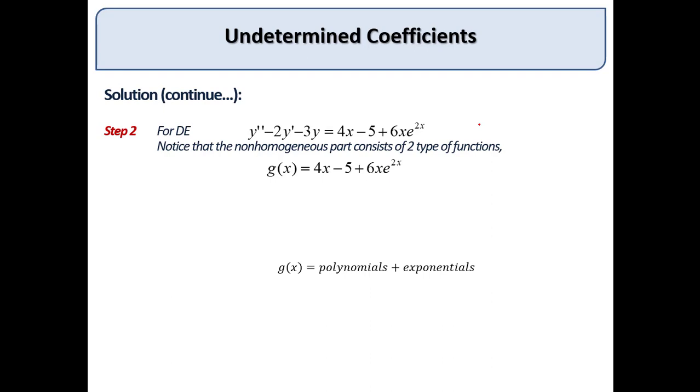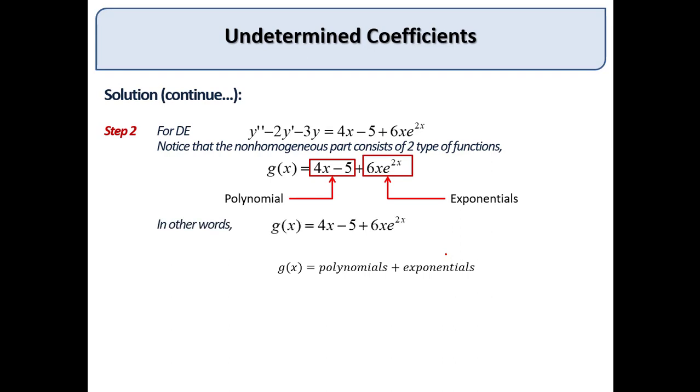For step 2, we solve for the particular solution, which is a combination of a polynomial of first order, 4x minus 5, and also the exponential function, 6x natural exponential of 2x. So our gx is basically a polynomial plus exponential. So how do we go about this?